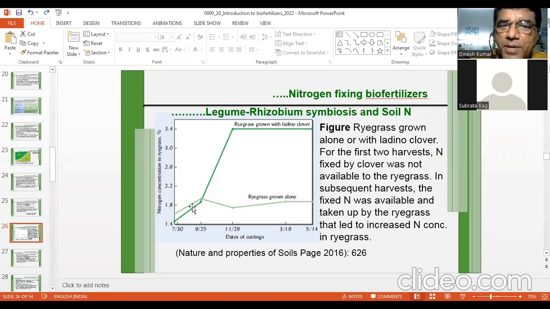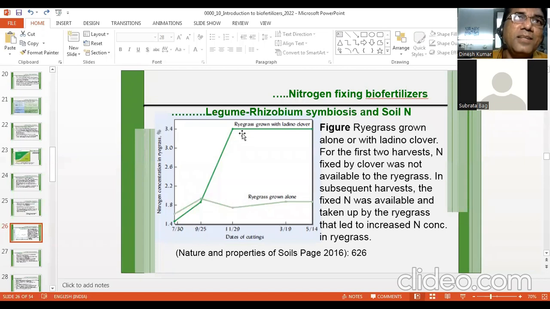And you can see this is mixed cropping of ryegrass with a clover, means cereal plus legume cropping. And in this case, it is ryegrass or cereal crop alone. So you can see on the y-axis nitrogen concentration in ryegrass. Ryegrass, when grown alone, has just 1.8% nitrogen concentration. And when this ryegrass is grown with a ladino clover legume plant, then you can see nitrogen concentration is 3.4%.